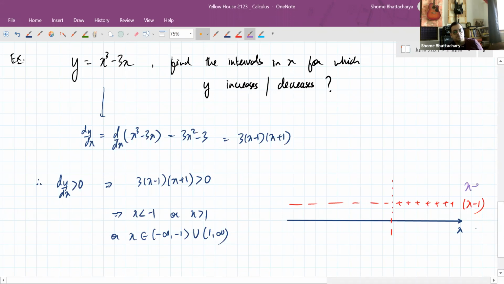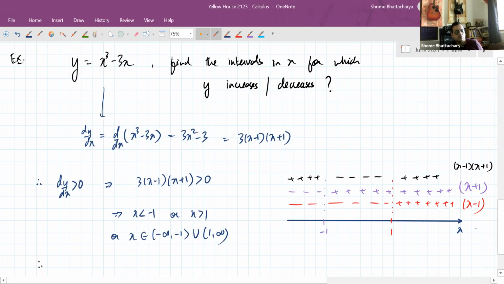And the other factor is x plus 1. So for x plus 1, you can see the critical point is minus 1. So for any point where x is less than minus 1, x plus 1 is a negative quantity. And for any point or any value of x greater than minus 1, the quantity x plus 1 is positive. So now as far as the derivative is concerned, it depends on the product of these things. So x minus 1 into x plus 1, that you can see will be positive in this region, negative in this region, and again positive in this region.